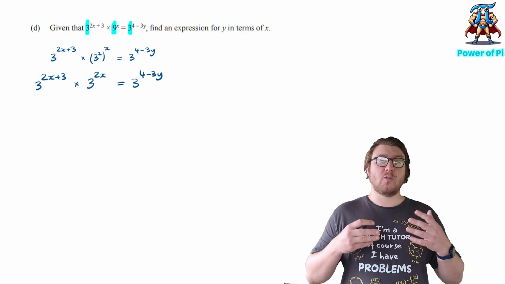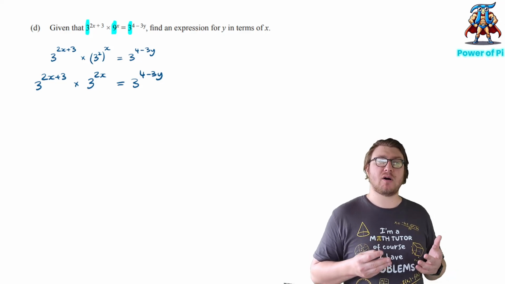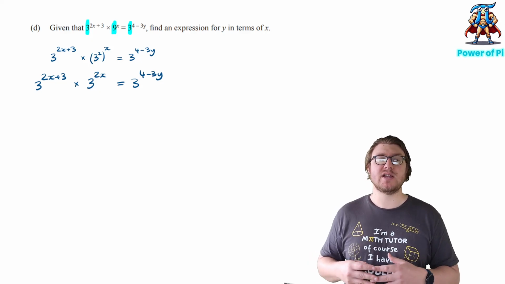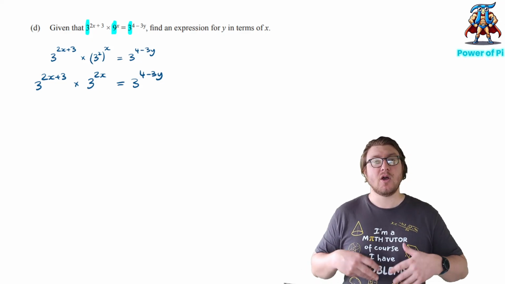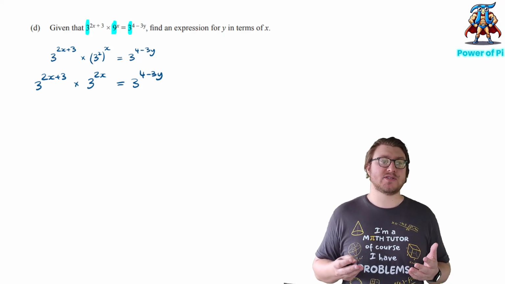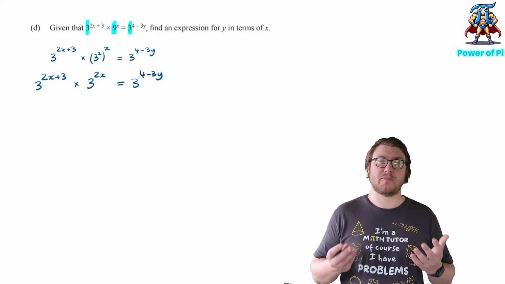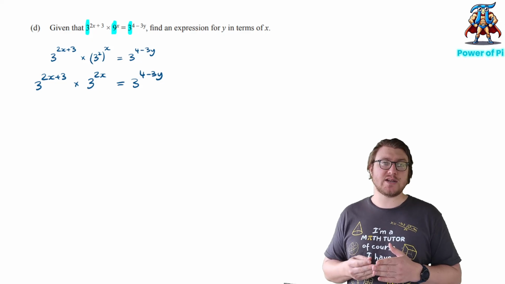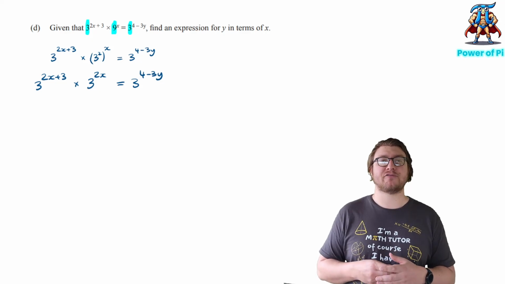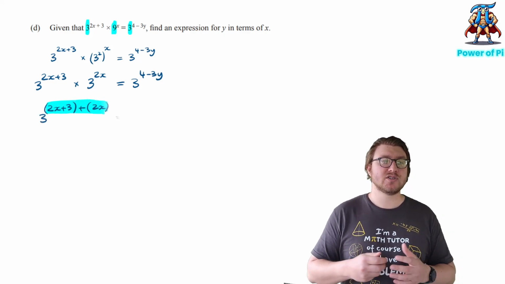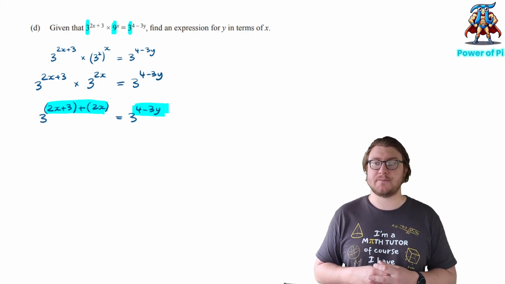Now we need to have a look. On the left hand side, we have 3 to the power of 2x plus 3 times 3 to the power of 2x. Here we have the same base. What happens if we multiply terms that have the same base? What do we do with the power? Think about x squared times x to the power of 3. They become x to the power of 5. So we add the powers together. So let's do that here. We're adding the powers together on the left-hand side.